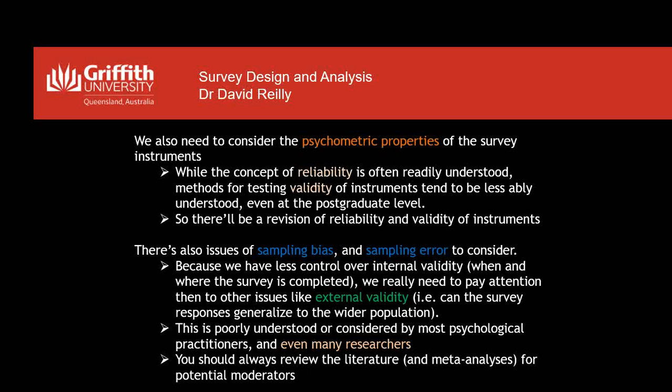Sampling error is another issue too. When you have a very small sample, then you're going to have larger sampling error. And that will make it harder to reject the null hypothesis, but it might also lead you to have an erroneous conclusion. Correlations in particular from small samples tend to be greatly inflated. So you should also have a thorough understanding of sampling error.